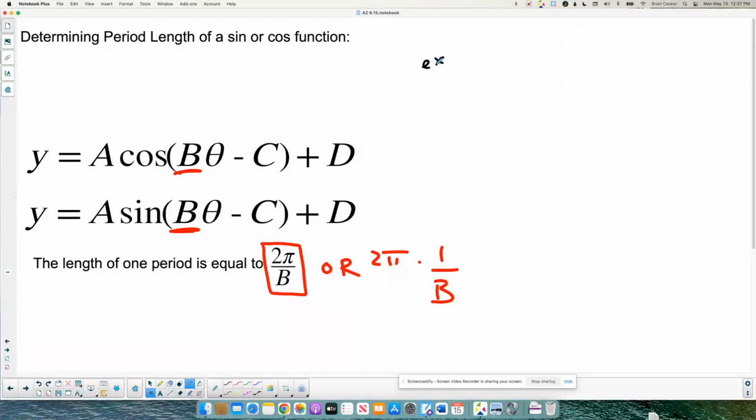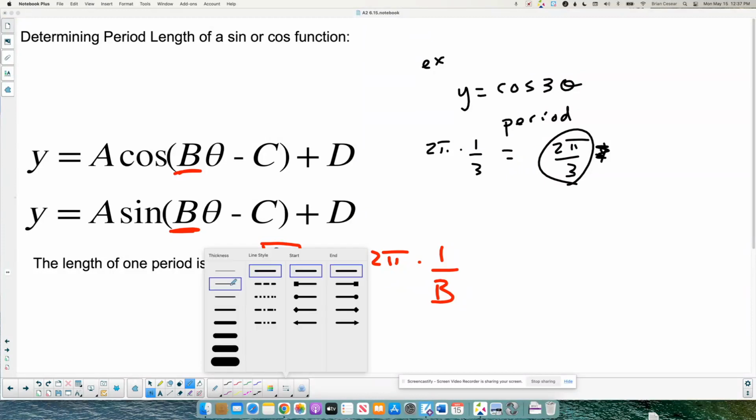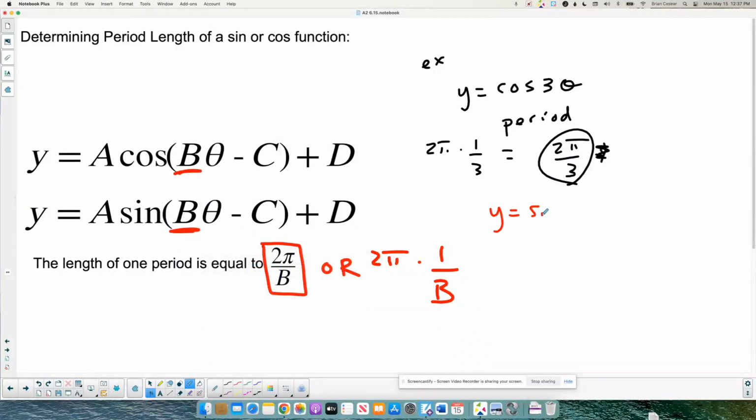But let me do a couple examples. If my function is y equals cosine of 3 theta, your period is going to be 2 pi divided by 3, all right, 2/3 pi. Or you could just say 2 pi times 1/3, same difference, you get 2 pi over 3. If your function is sine of 6 theta, 2 pi divided by 6, pi over 3. That's your period length.